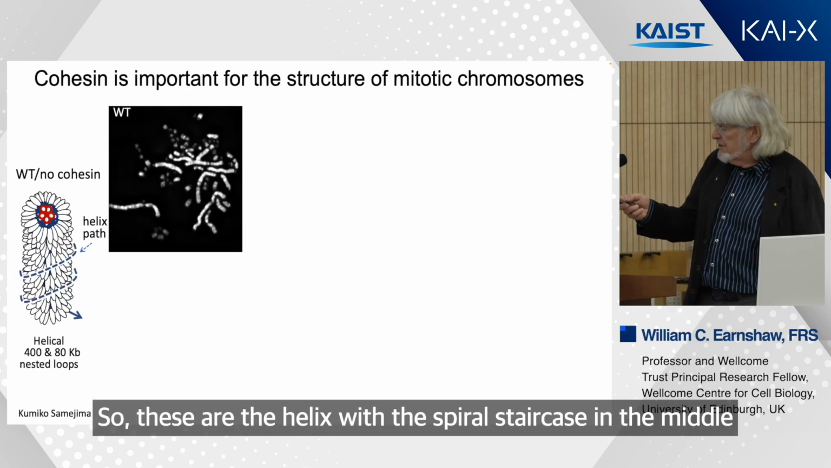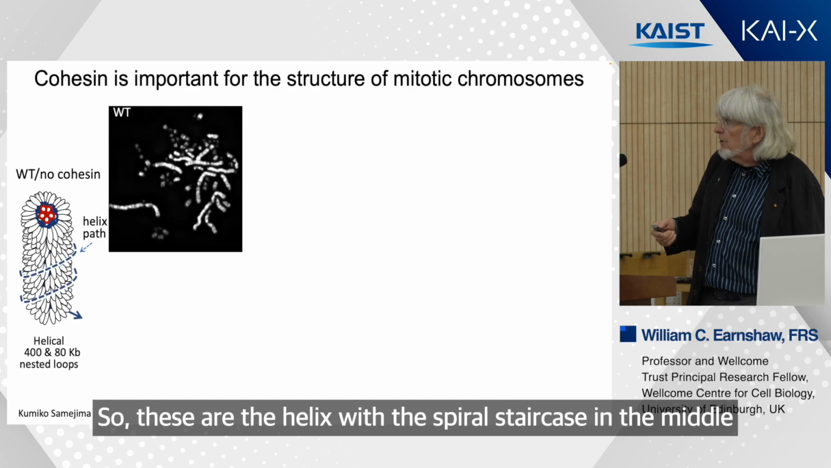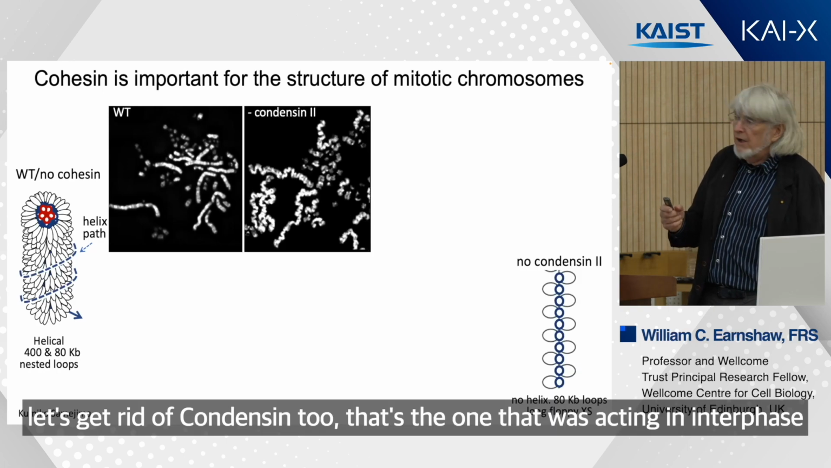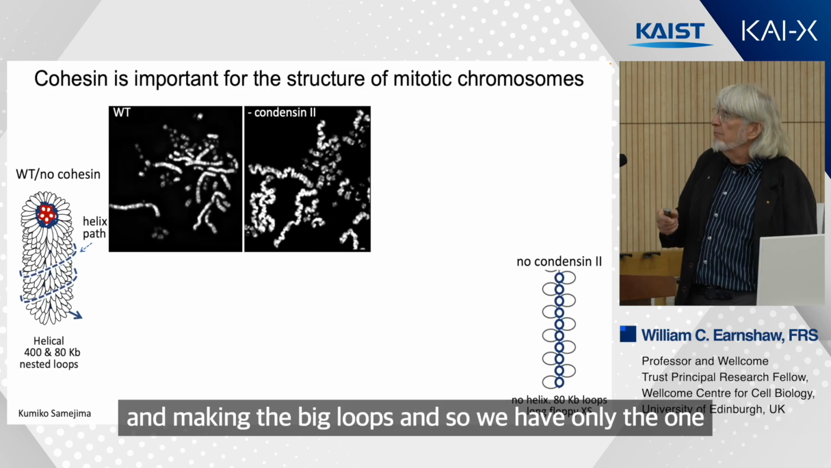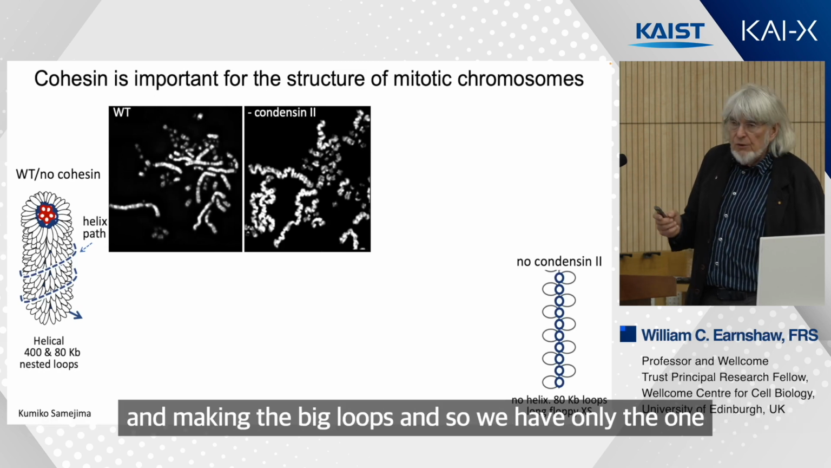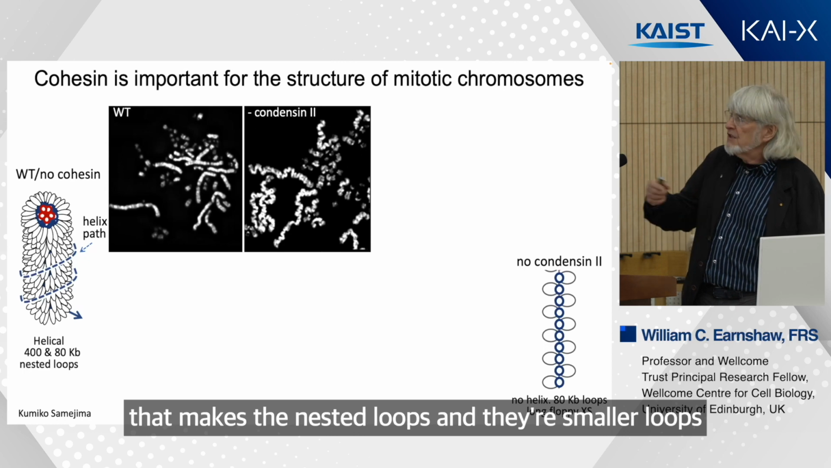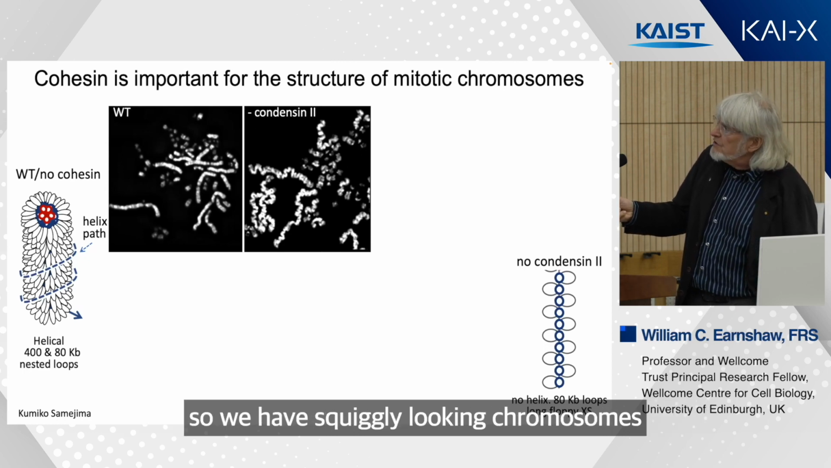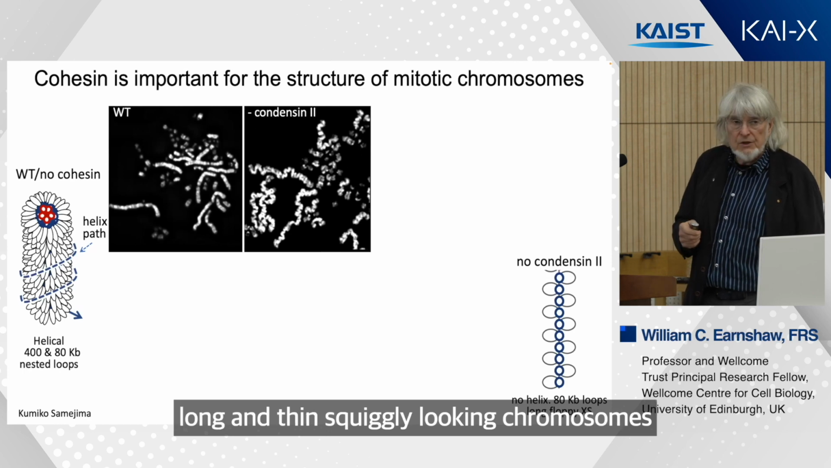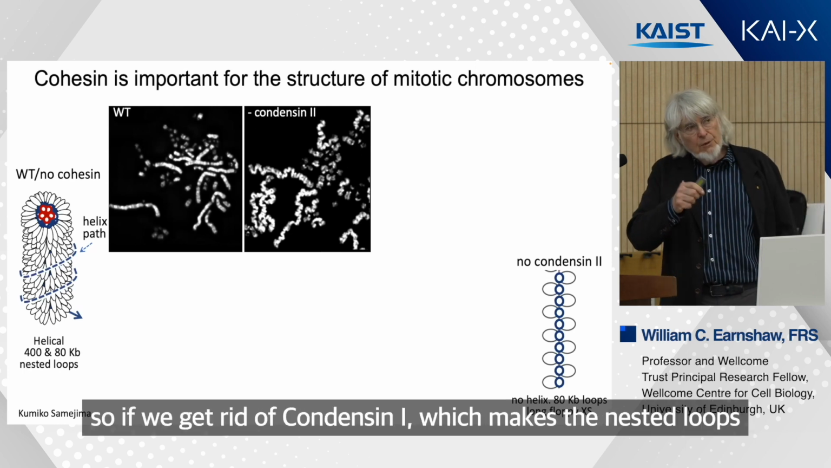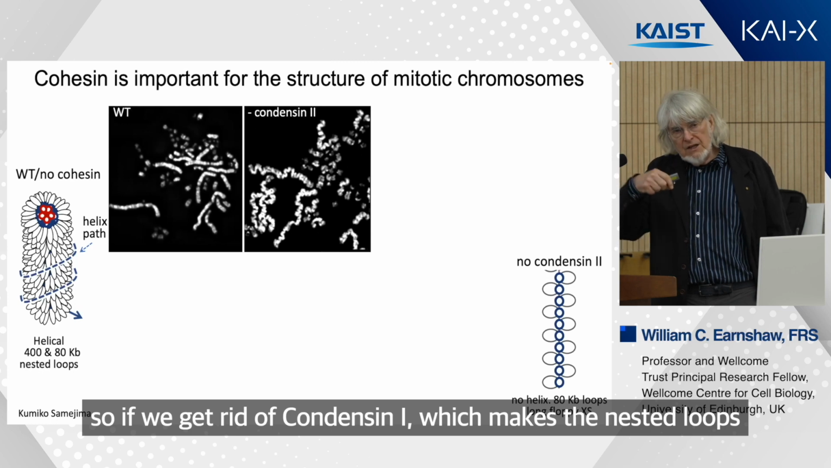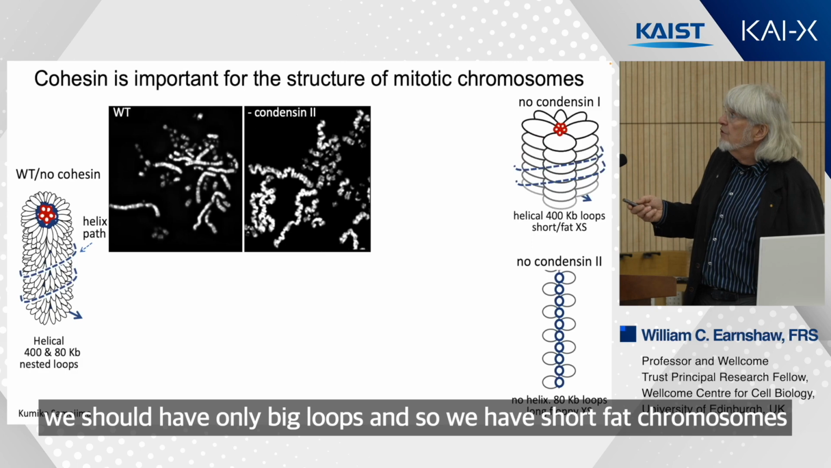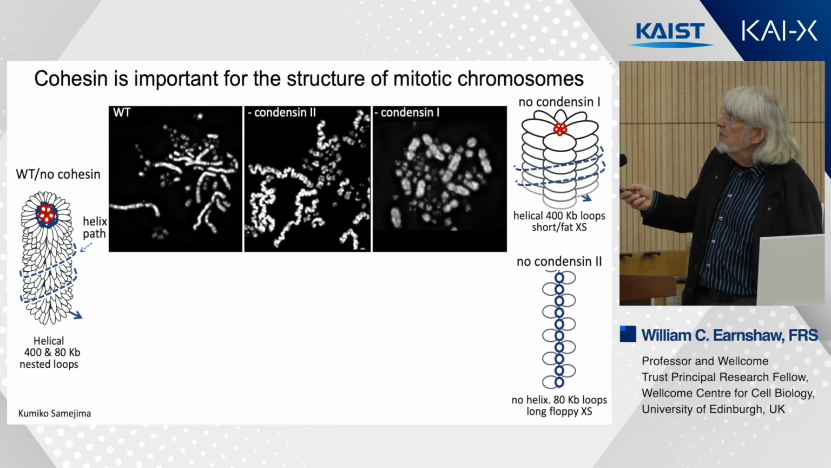So, this is the helix with the spiral staircase in the middle. Let's get rid of condensin 2. That's the one that was acting in interphase and making the big loops. And so we have only the one that makes the nested loops, and they're smaller loops. So we have squiggly looking chromosomes, long and thin. If we get rid of condensin 1, which makes the nested loops, we should have only big loops. And so we have short, fat chromosomes.